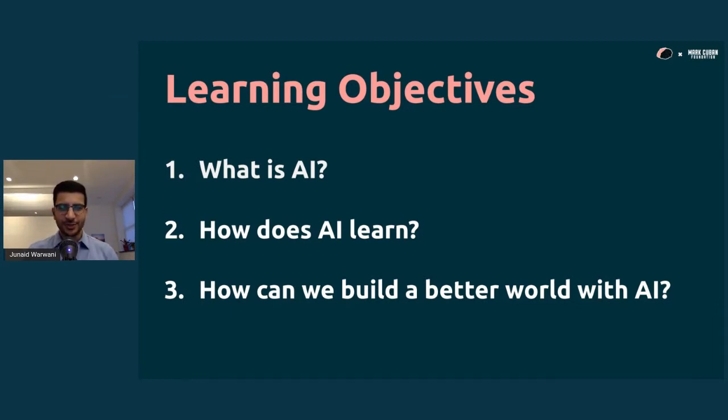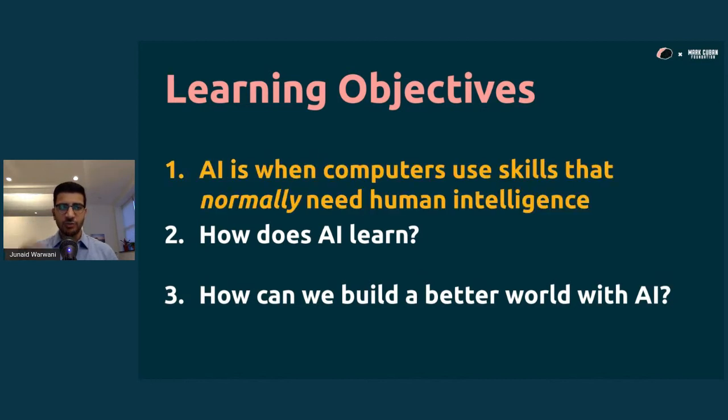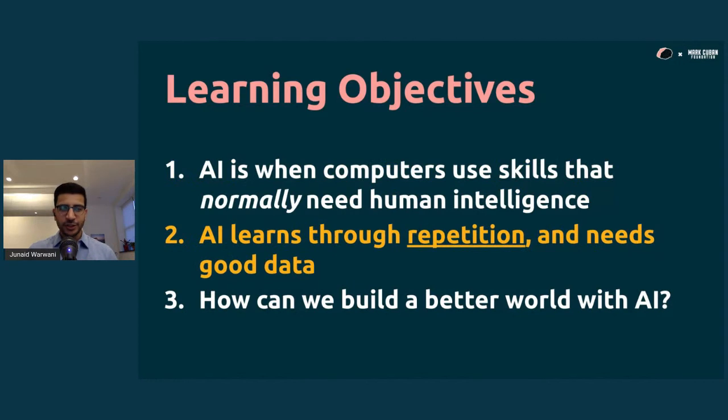So to wrap up what we've talked about, we started this with three learning objectives. What is AI? How does it learn? And how can we build a better world? And we saw that AI is when computers use skills that normally need human intelligence. How does it learn? Well, it learns through repetition and needs lots of really good, unbiased data.